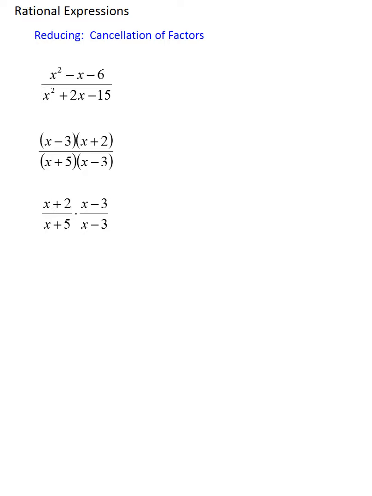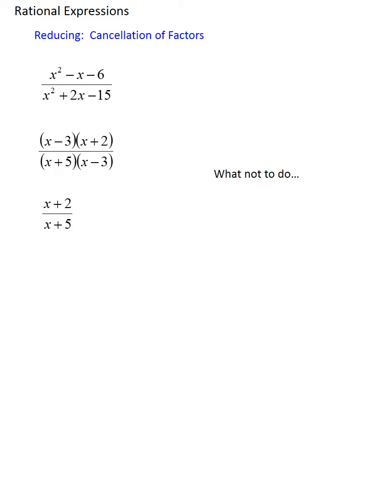And I can now split that into a product of two fractions. Notice I've pulled the x minus 3's together, again to use the fact that anything divided by itself is 1, and the fact that anything times 1 is itself. And now I have the simplified version of the original fraction.